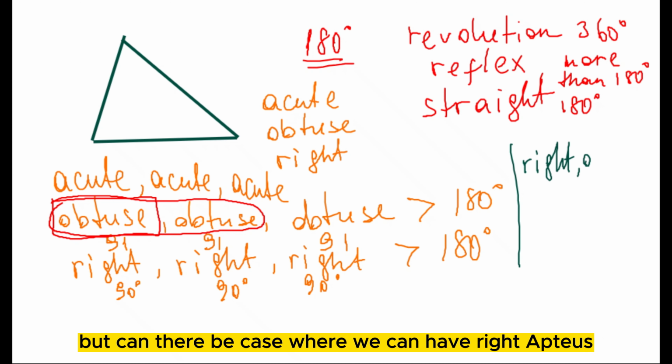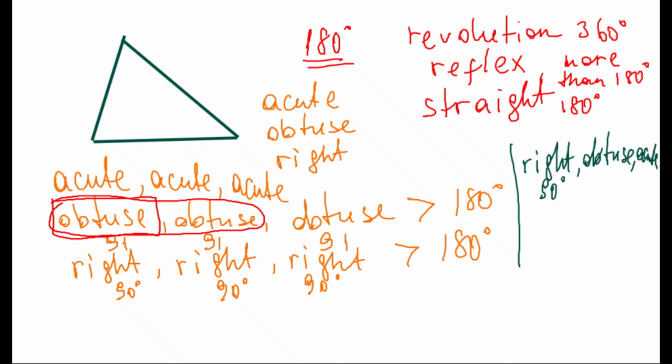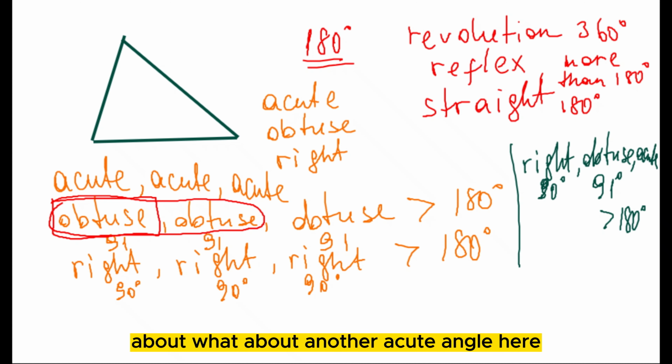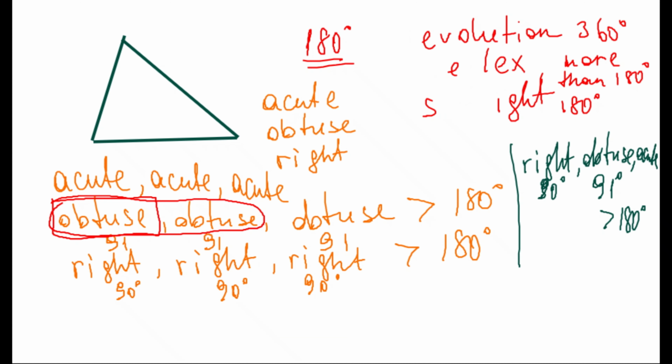But can there be a case where we have a right, obtuse, and then an acute angle? Okay. Right is 90 degrees and the smallest obtuse is 91. Even two of them are more than 180, but what about another acute angle here?